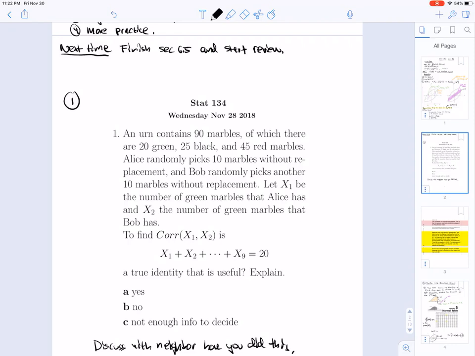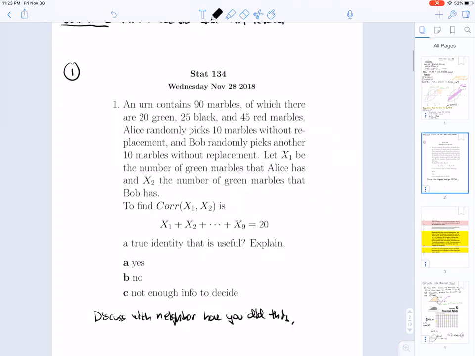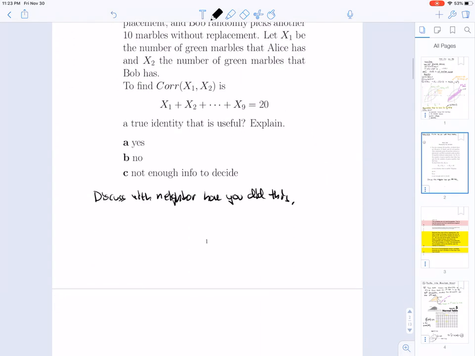So last time we did this problem where students are picking out 10 green marbles each, and we were wondering whether to find the correlation of x1 and x2, whether the sum x1 to x9 equals 20 is a true identity and a useful one. And so the answer was yes.